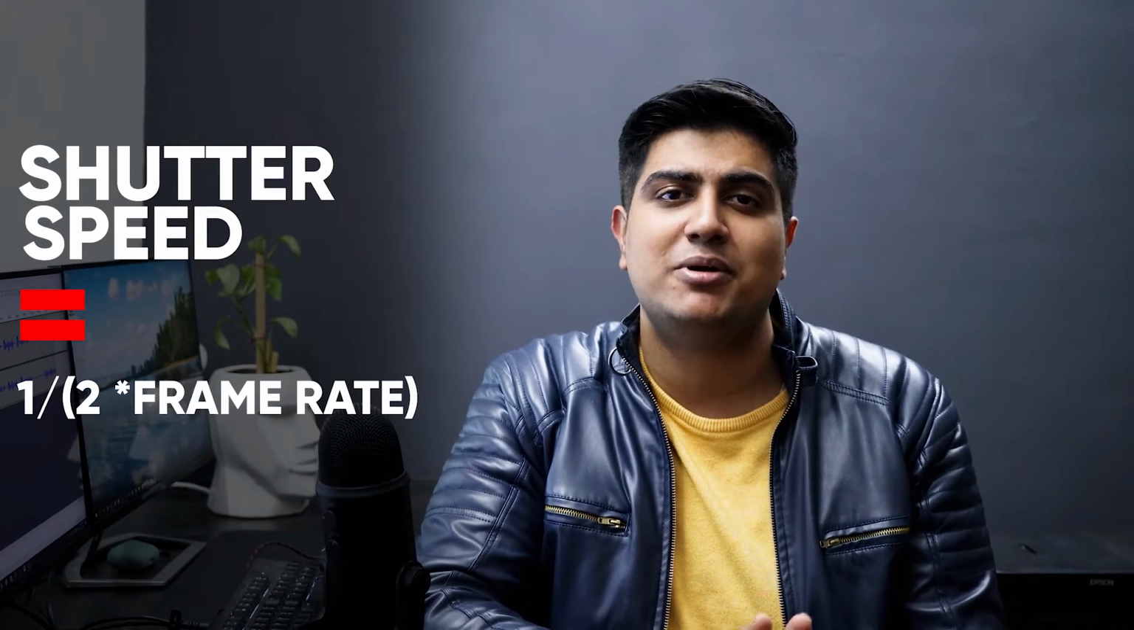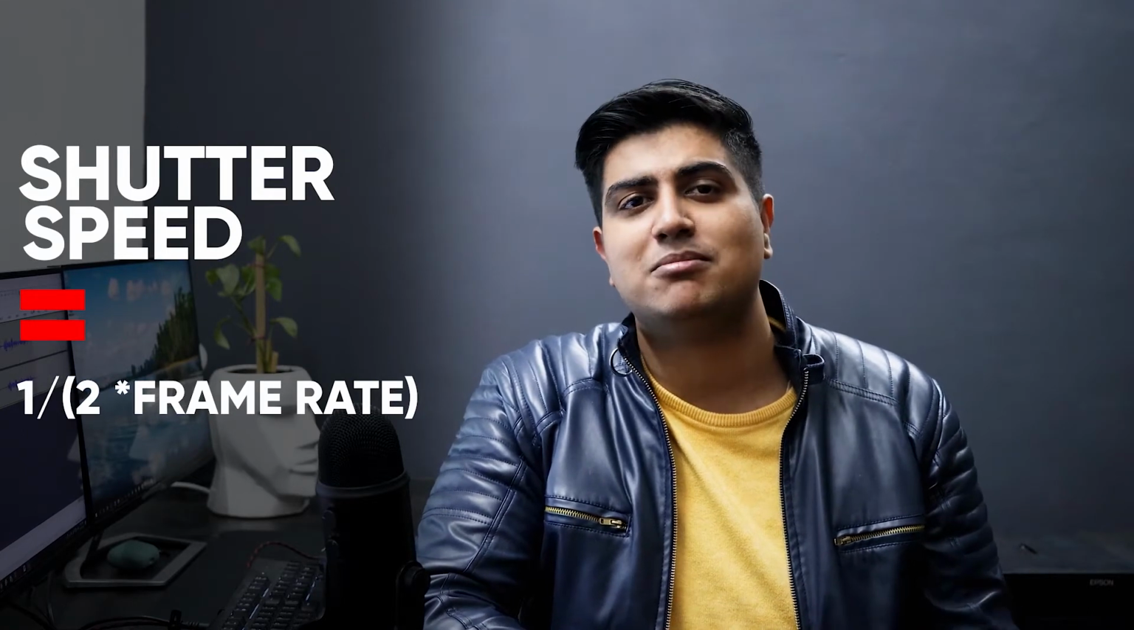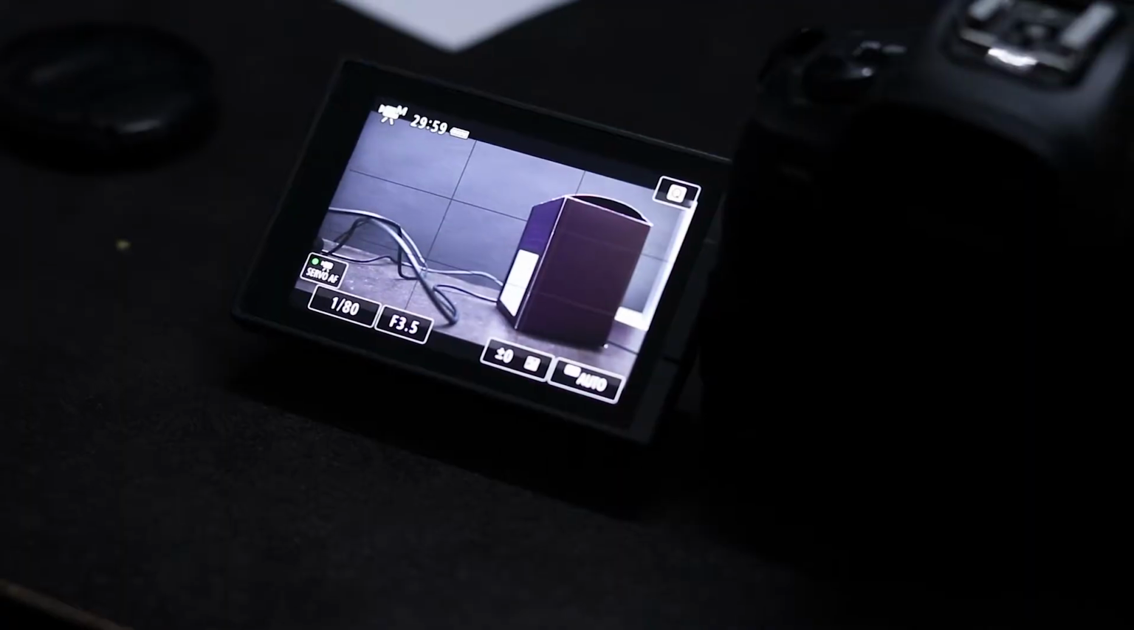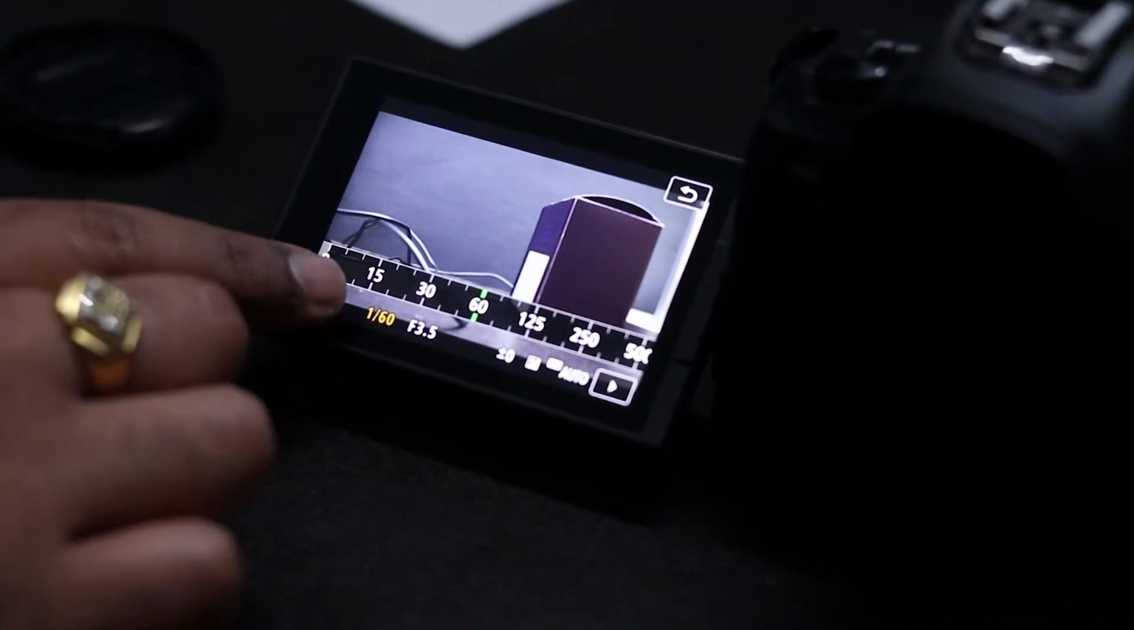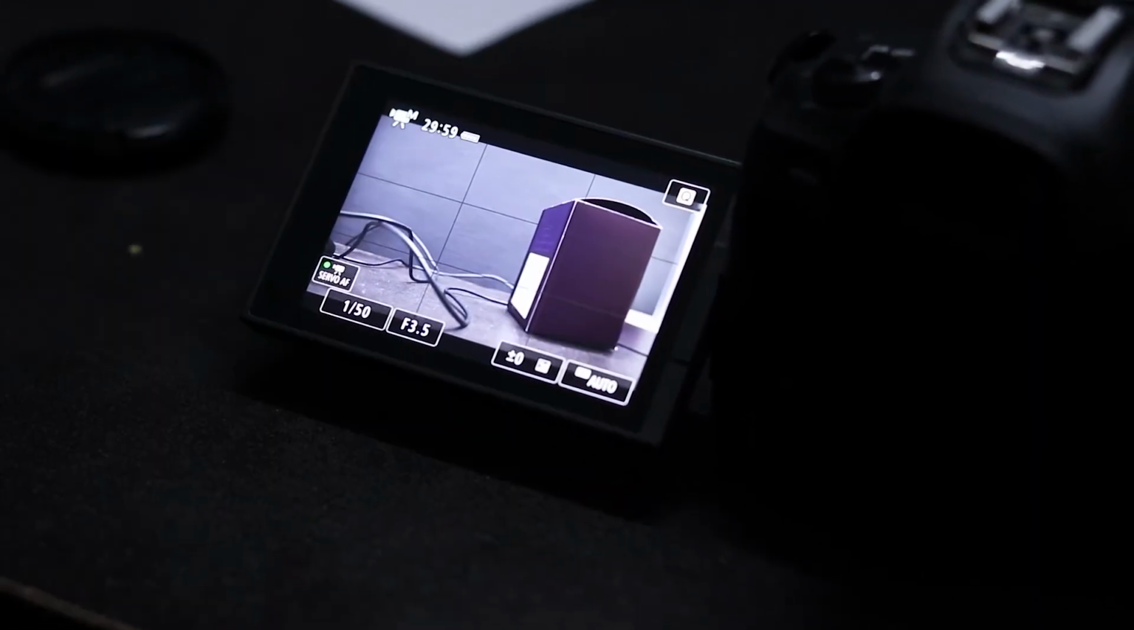The next setting that you should look into is the shutter speed. Currently I am shooting at 25 fps, and the basic rule is that your shutter speed should be double your frame rate. So I will change my shutter speed to 1/50. This will help me avoid flicker as well as let more light into the frame.